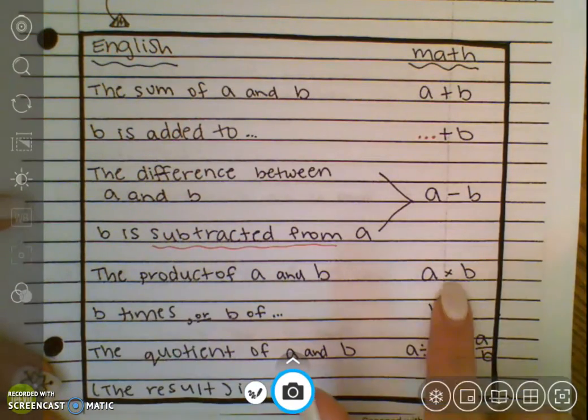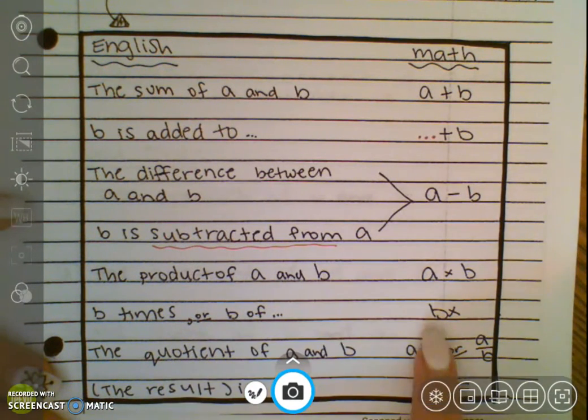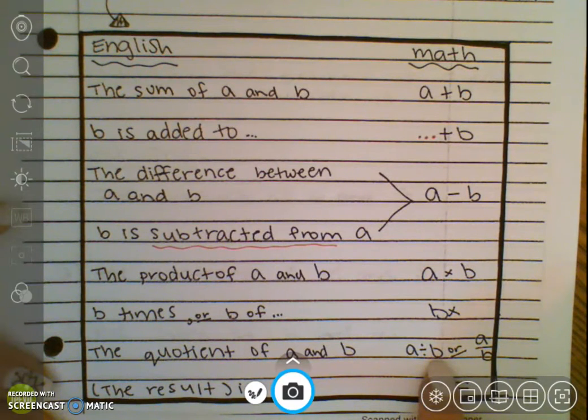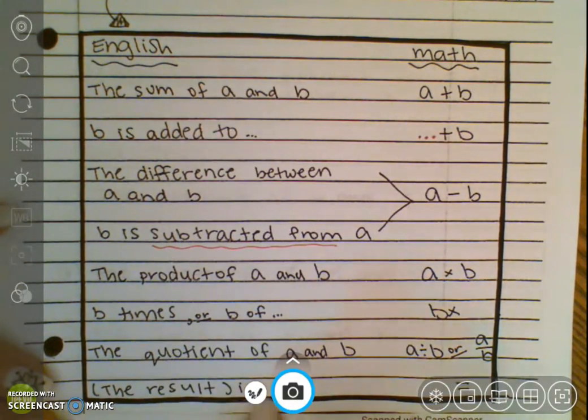Okay, we know product means multiply. B times or B of would be B with multiply. You're multiplying B times something. The quotient might be a new word to you. Quotient is just fancy for division. So the quotient of A and B means it's A divided by B, or you can write A slash B, so it's a fraction, put A on top and B on the bottom. And the last one is the result is, whenever you see is, it's an equal sign.